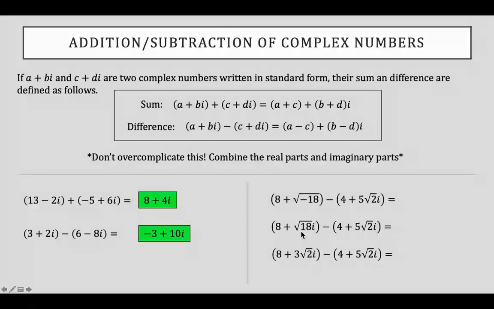Now that we have simplified the radical, we can now combine like terms. 8 minus 4, my real component, gives me a positive 4, and I have 3 root 2 i minus 5 root 2 i. Well, if I have 3 of anything and I subtract 5 of anything, that gives me negative 2 of that anything. In this case, a negative 2 root 2 i. So my final answer, 4 minus 2 root 2 i. All right, there we have equality of complex numbers and some basic addition and subtraction of complex numbers.